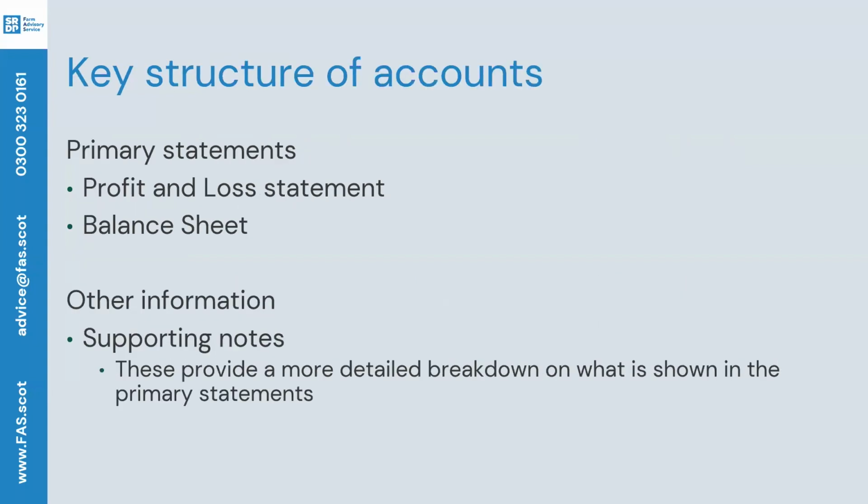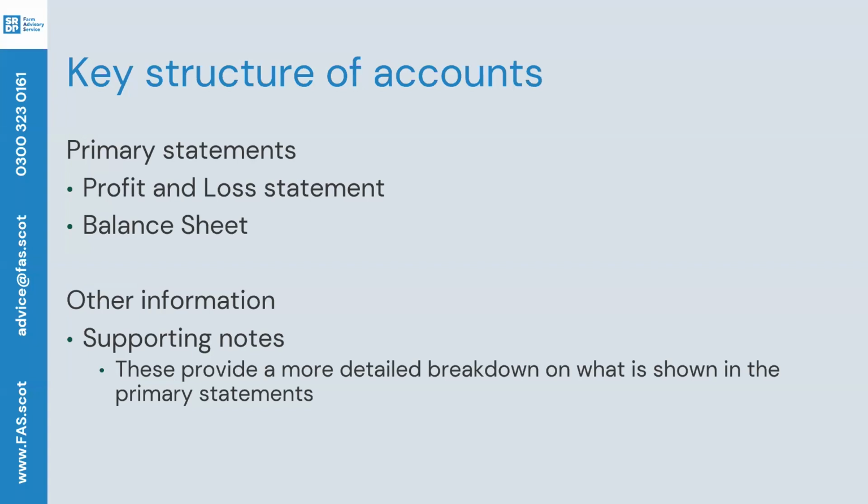So any set of accounts that you see, whether it's for a partnership, a limited company, an agricultural business, a construction business, an accounting business, it doesn't really matter. They all follow the same key format, and there's a key structure that runs through them all. So we have what's called primary statements. That is our profit and loss statement and our balance sheet. Those are the two key statements or pages that you'll see in your accounts.